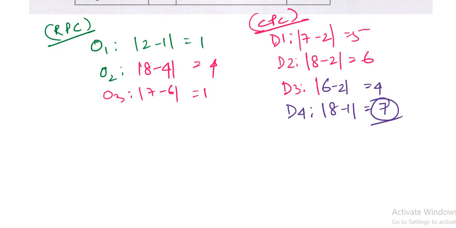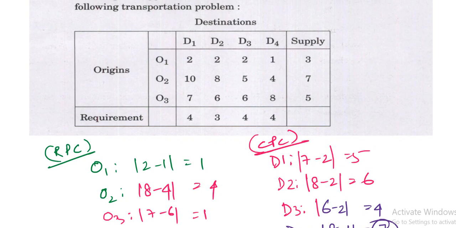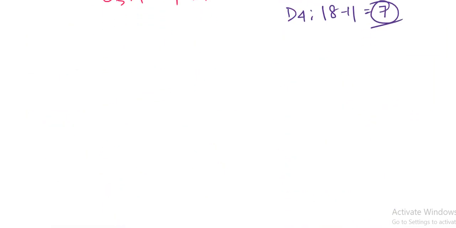So now we allocate D4. So the lowest cost in column D4 is origin 1 with cost of 1. Allocate 3 units, that means since supply origin 1 is 3 and demand of D4 is 4, so update this table. So what is the updated table here?